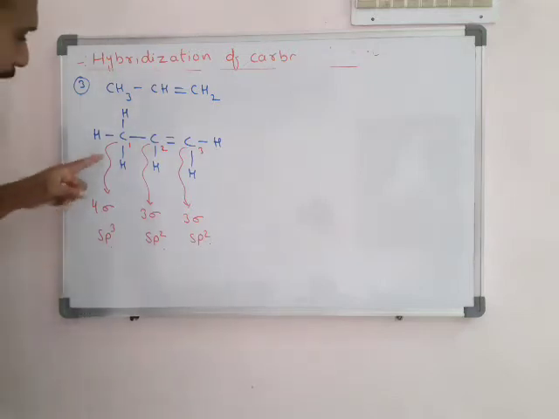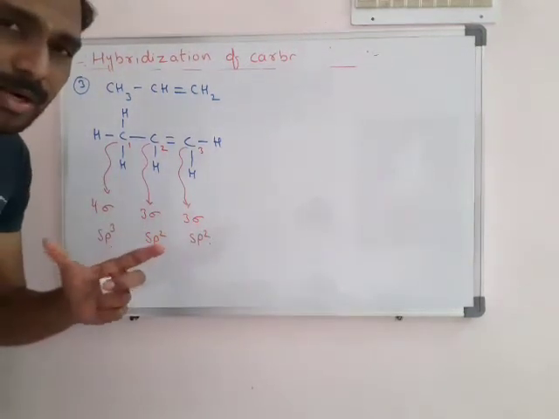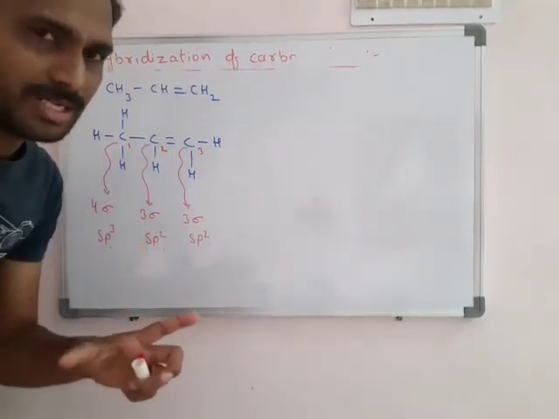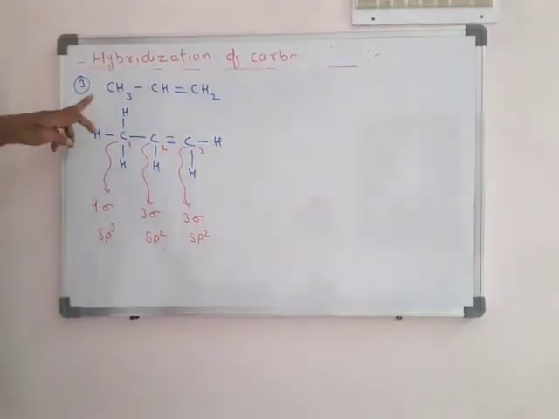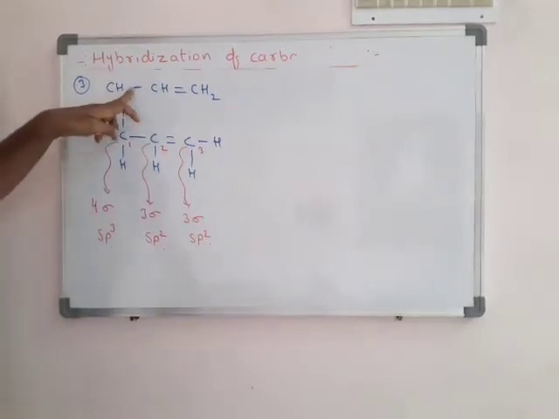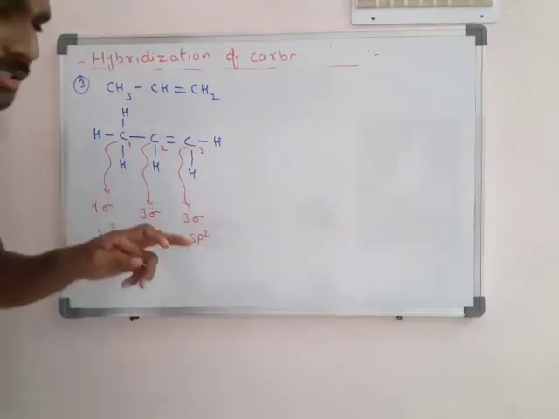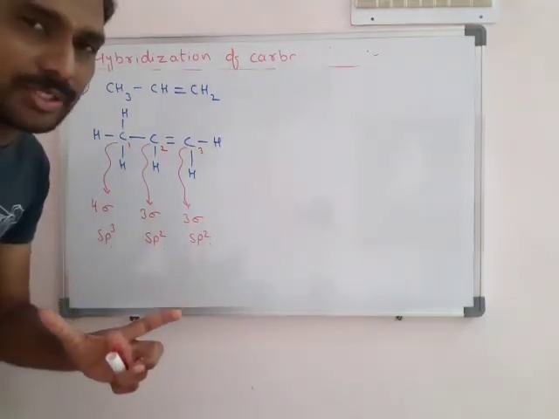So take it out, hydrogen should direct the sigma bond. Next example is this one. So first, let us expand the structure. CH3 means this carbon has sigma bonds on the right side. The three hydrogens never involve in pi bond formation.